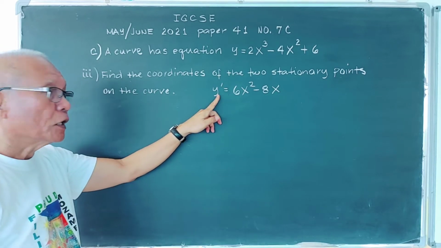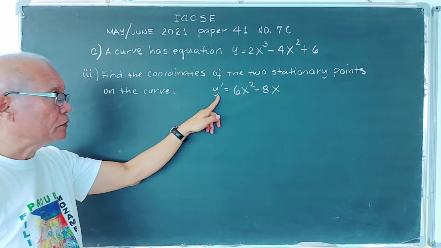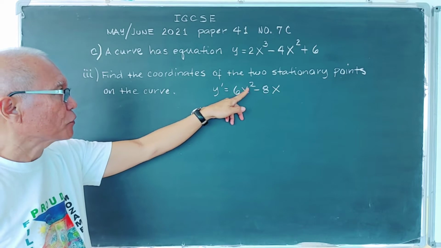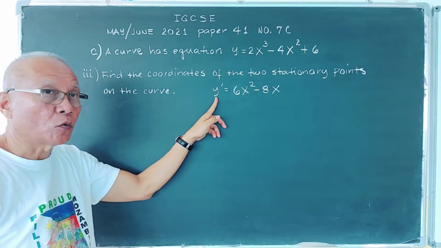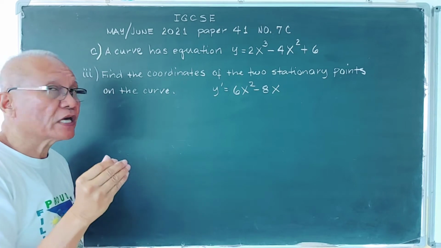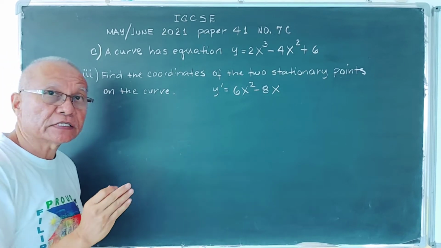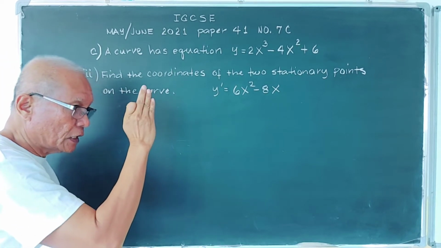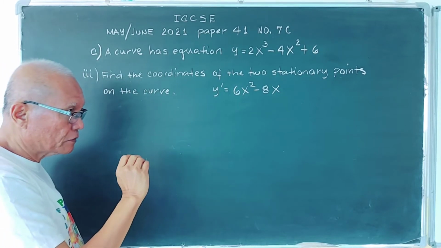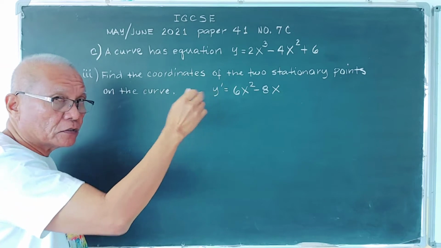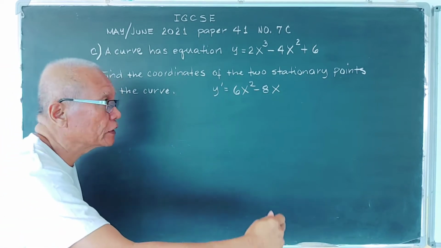Question II. Find the coordinates of the two stationary points on that curve. So still, we will use the derived function, 6x squared minus 8x. This one is our slope. When we say stationary points, the curve is not increasing, the curve is not decreasing, but the curve is maybe at the highest point or at the lowest point.